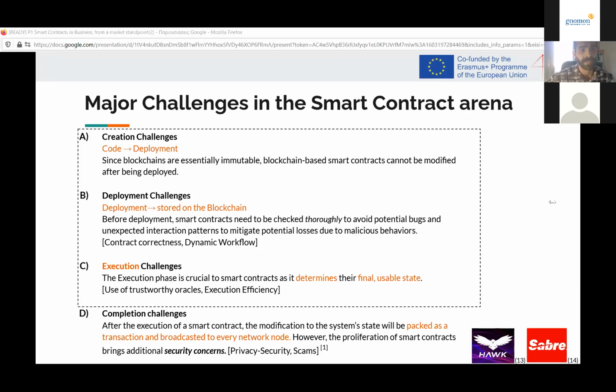Then we have the deployment challenges, and by that we mean from the deployment to being stored onto the blockchain. Then we have the execution challenges, which is a very crucial phase, which determines the efficiency of all the uses that you have already decided for your smart contract. And the completion challenges, the last thing, because it's connected with privacy and security issues.